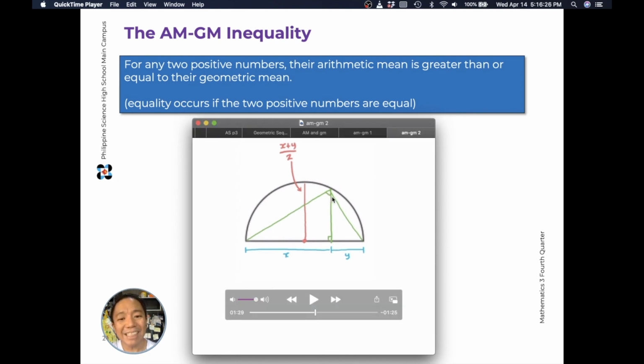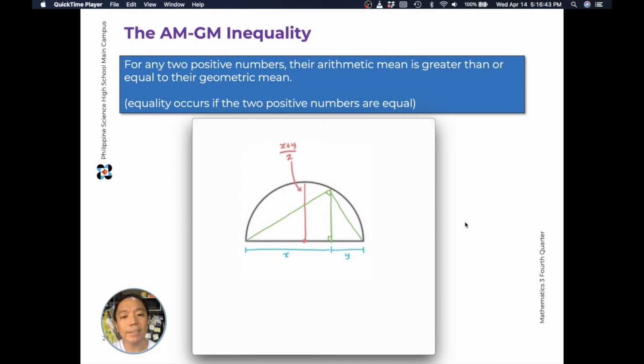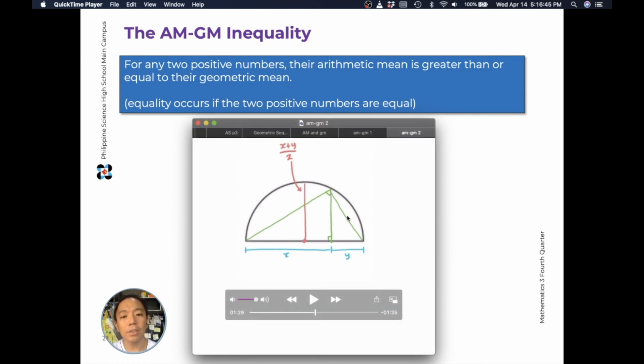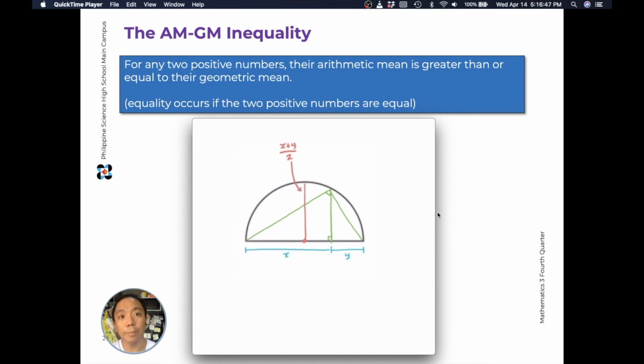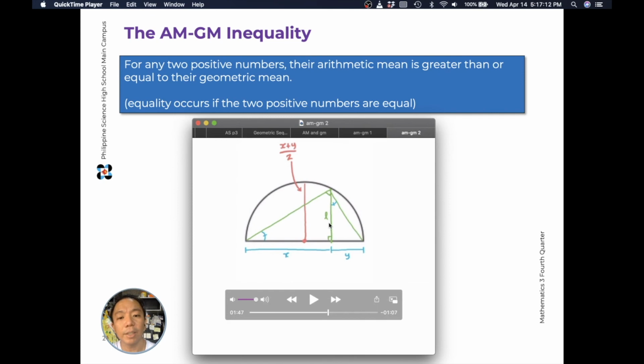Now since this angle is 90 degrees, and the sum of the measurements of this angle and this angle is equal to 90, because it's a right triangle, and this is also a right triangle, then the sum of this angle and this angle is also 90. Which implies that these two angles are congruent, their measurements are equal. So let's mark that. And we've marked that those two angles are equal. Let's also call this line segment L, so we have notation for it.